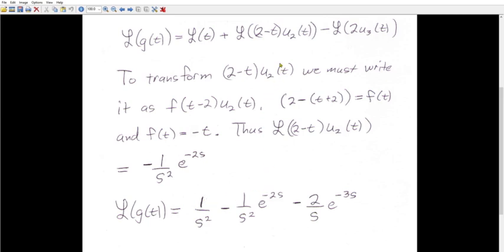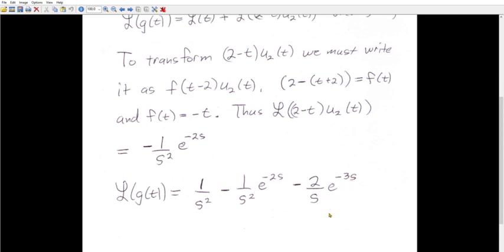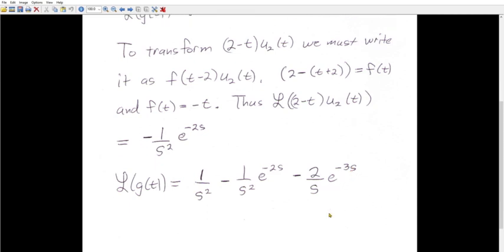The Laplace transform of this piece we just calculated is minus 1 over s squared times e to the minus 2s. And then the Laplace transform of 2 u3 of t is the minus 2, and then the transform of u3 of t is e to the minus 3s over s. And we have the transform of the entire function.